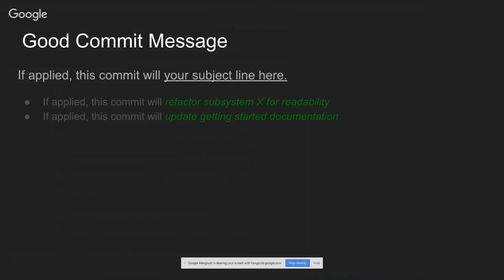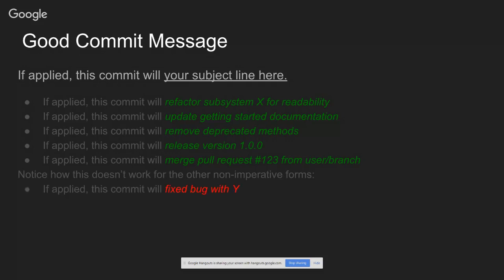Remember we talked about that imperative mood. So here's some examples of that, and you'll see some counter examples. Imagine that's your subject line, so that's going to be the parts in green, right? If applied, this commit will, and then the rest of that would be your subject line. So here's an example: if applied, this commit will refactor subsystem X for readability, upgrade getting started documentation, remove deprecated methods, release version 1.0. And it's easier to see once you see some counter examples of that.